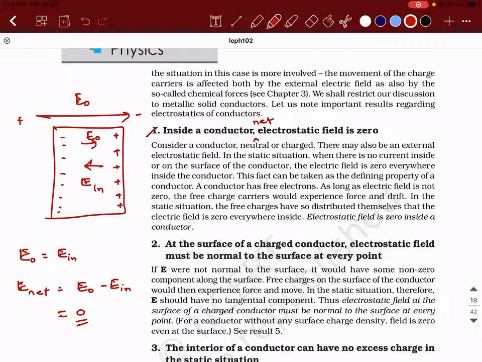Okay, all these are happening under what condition? When the conductor is not conducting, meaning when the conductor is not allowing the charges to flow. All these things are happening under static condition. That is why the topic is electrostatics of conductors. Okay, please make a note of it.